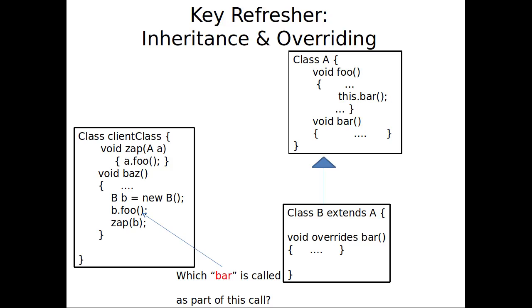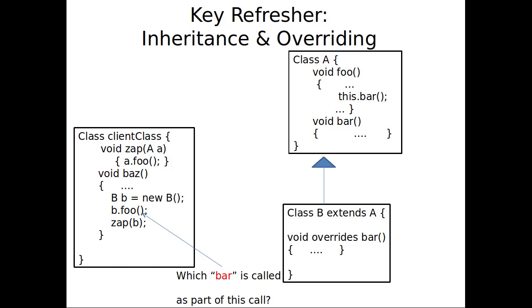Now, the plot thickens slightly. Suppose that the client class further has a method called zap, which takes something that's ostensibly an A. It appears to be an A. Its apparent type is A, and it calls foo on that thing, apparent type A. So after allocating B and calling foo on it, we're going to call zap with B. We're going to pass this thing whose actual type is a B to zap. But it masquerades as, it appears to be an A. We call foo on that object.